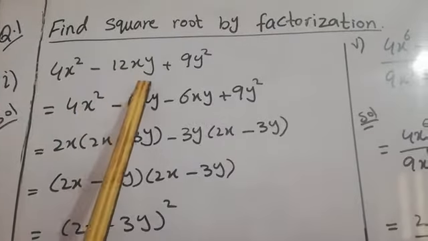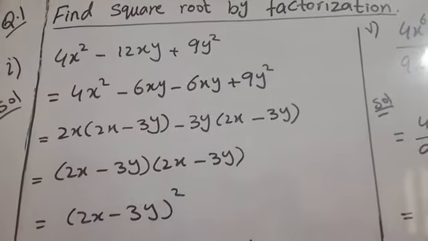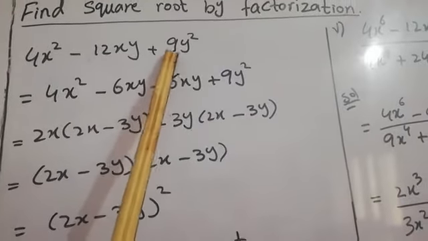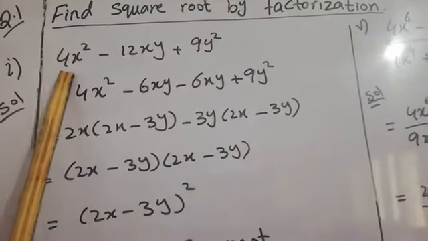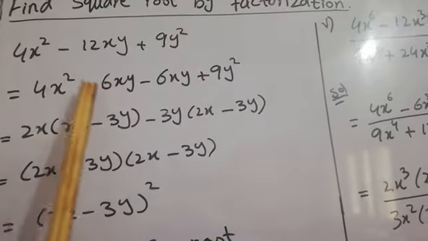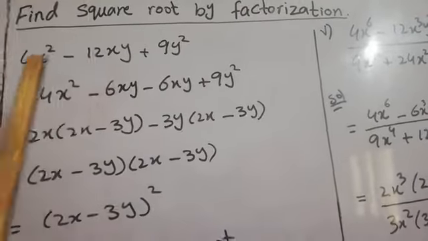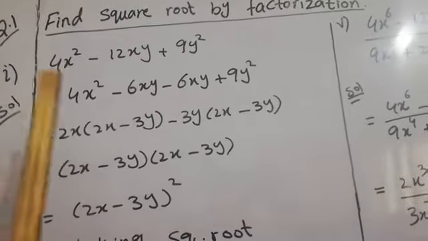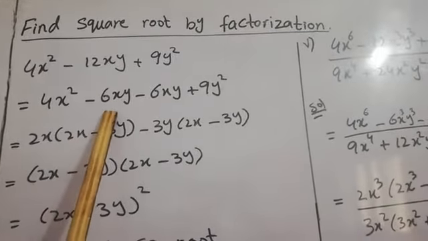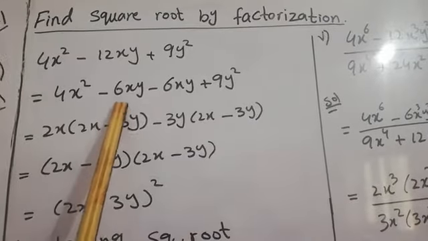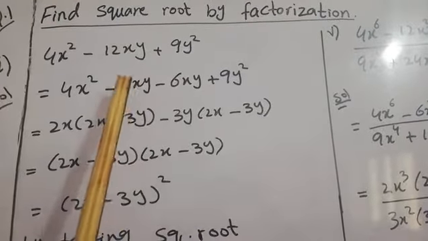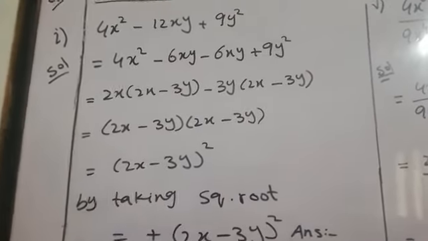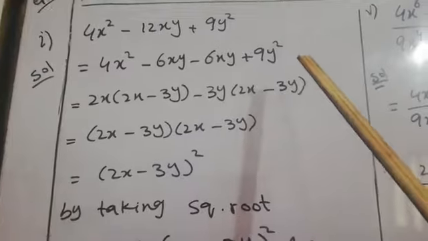First of all, we will break the middle term like the previous method by factorization. How will we do it? We will multiply 9 by 4, that is 36. So we will break this term so that their sum equals minus 12 and their product equals 36. There is only one pair, which is 6 into 6. 6 times 6 is 36 and 6 plus 6 equals 12. So we will write 4x square minus 6xy minus 6xy plus 9y square.